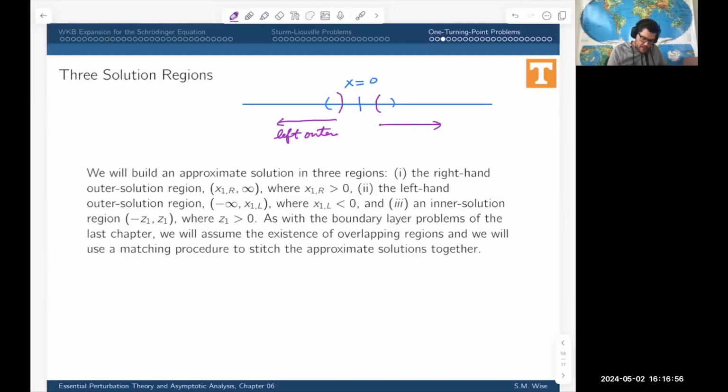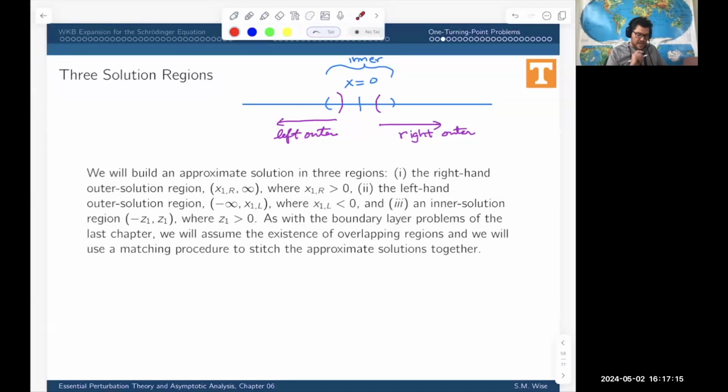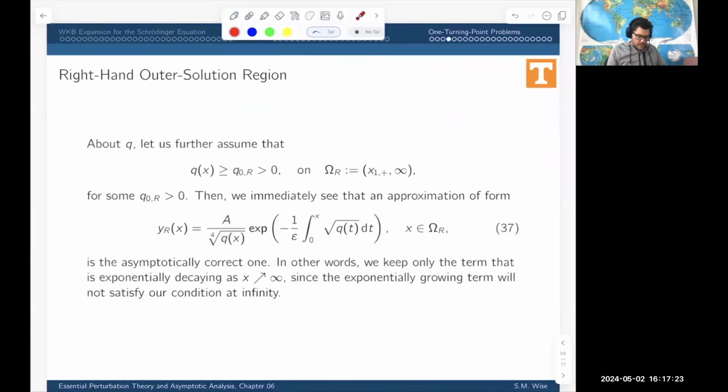And this way is the right outer. And then this solution region in here is going to be the inner solution region. Okay, so we're going to have three domains, and they're going to have a tiny bit of overlap, just like usual, so that we can do our matching. So let's start with the right-hand outer solution region.